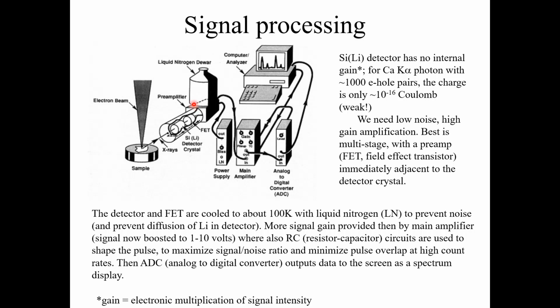More signal gain is then provided by the main amplifier, so the signal is now boosted to 1 to 10 volts. Here we also have an RC, that is a resistor-capacitor circuit, used to shape the pulse to maximize the signal to noise ratio and minimize pulse overlap at high count rates. Then we have the ADC. What is the purpose of the ADC? You know what is meant by ADC: analog to digital converter. The ADC outputs data to the screen as a spectrum display.